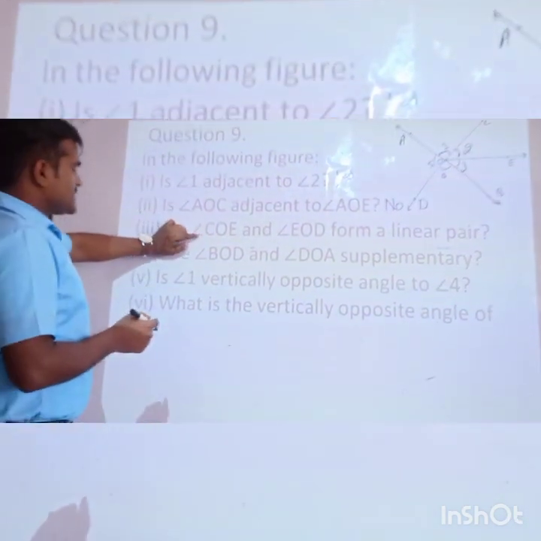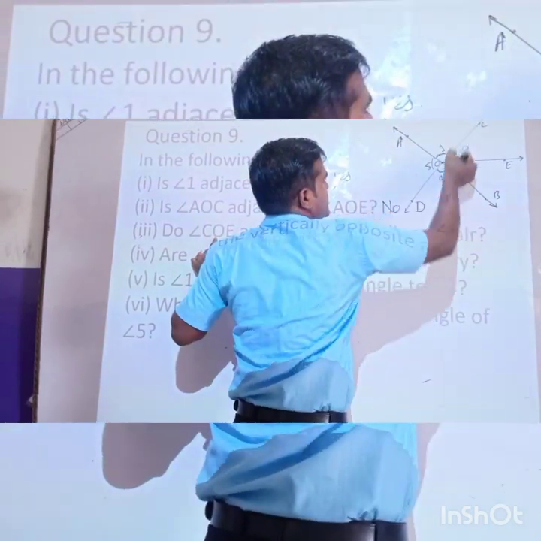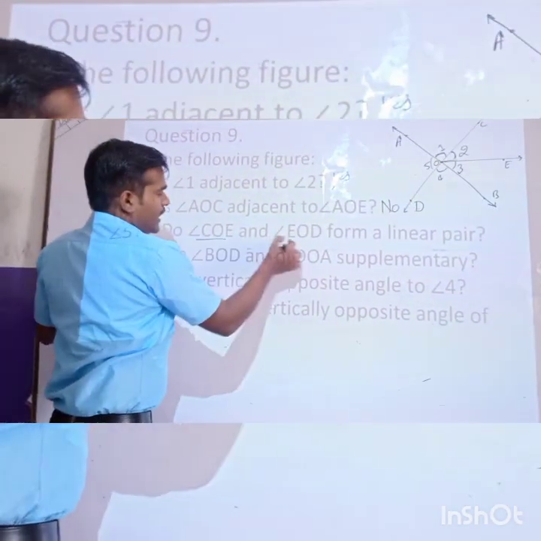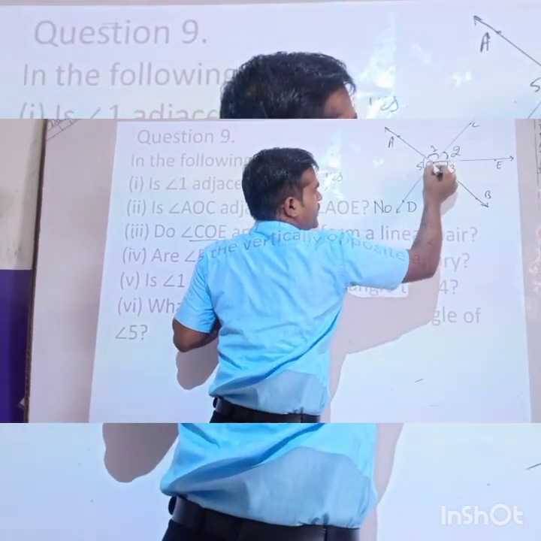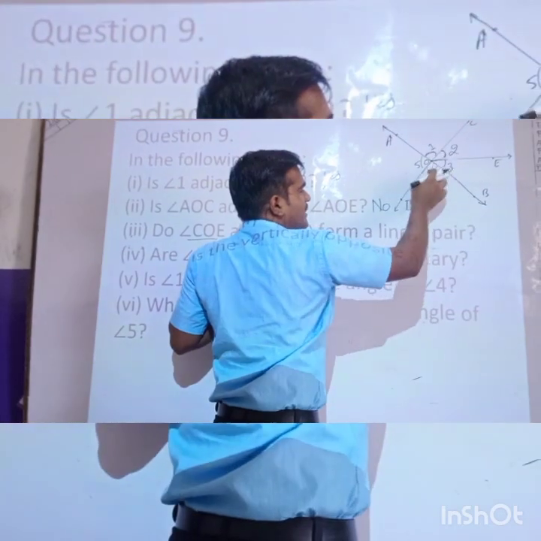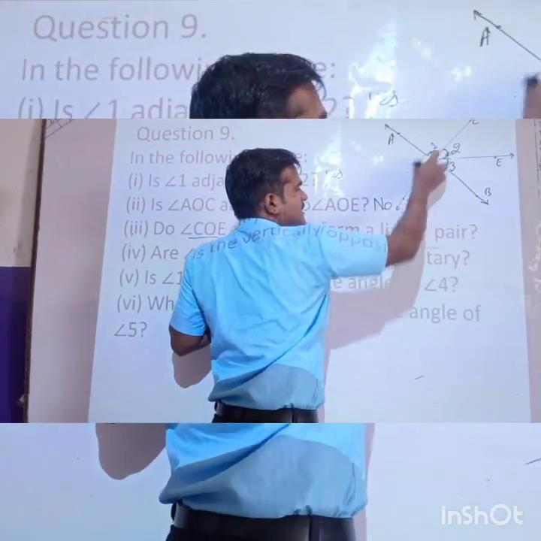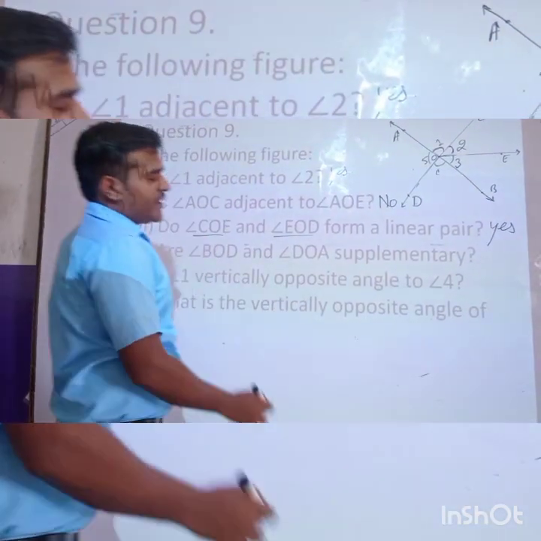Are angle COE and angle EOD a linear pair? Yes, because the sum of these two angles is 180 degrees, that is a straight line. So what do you write? Yes, this is a linear pair.